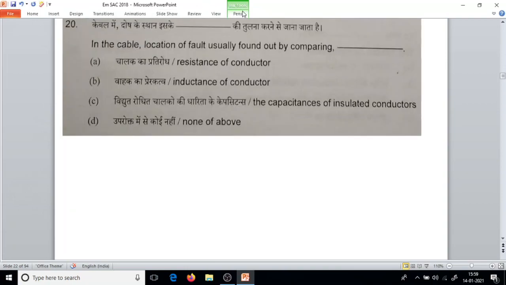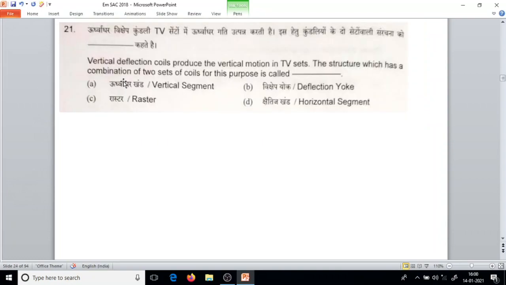Question number 20. In the cable, the location of the fault is usually found out by comparing the capacitance of insulated conductors. The answer is option C, capacitances of insulated conductors.